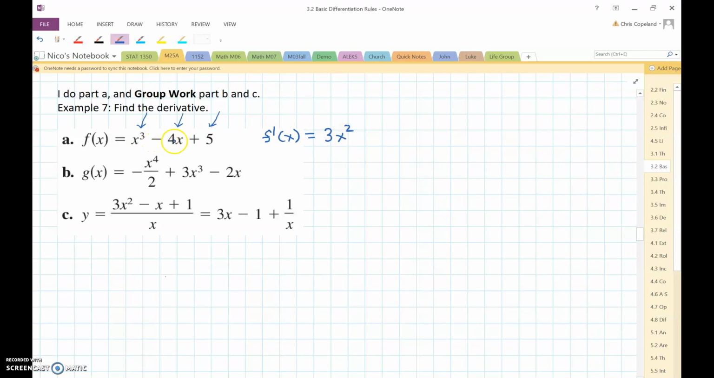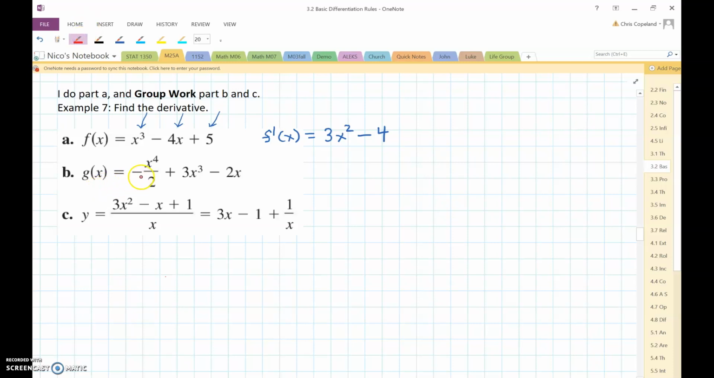Let's see, the derivative of, let's do minus, 4x would be 4, because it'd be x to the 0 power, which would be x would equal 1, plus, let's see, the derivative of a constant is 0. So we don't really need to write plus 0 here. Okay, let's look at B.